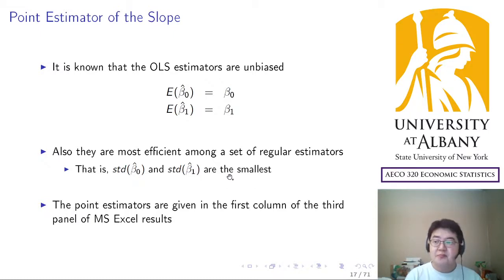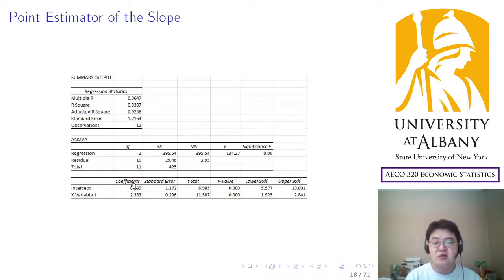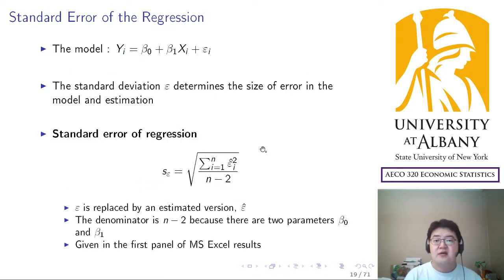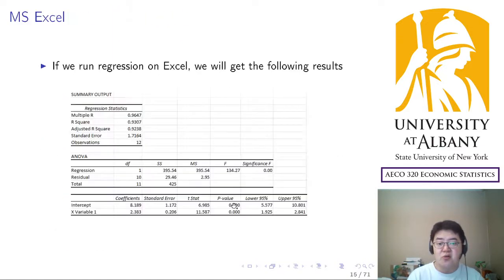So they are nice results. So we just understood what they mean. And the standard error of the regression is calculated a little bit differently from other estimators we learned before. The standard deviation of epsilon determines the size of error in the model of estimation. That means, let's go back to the equation.